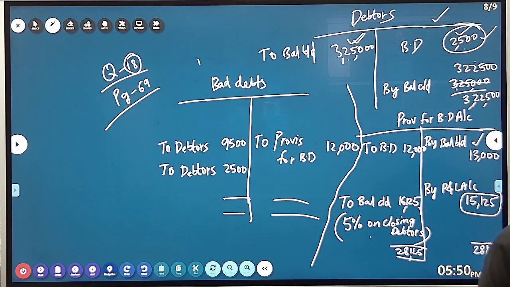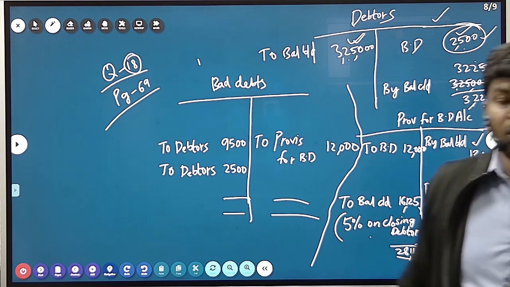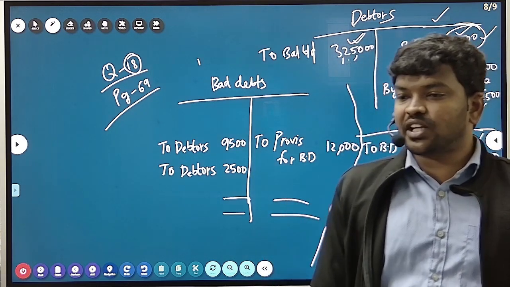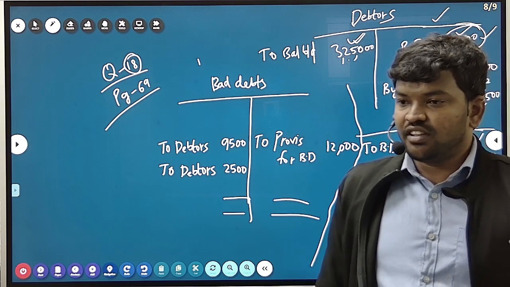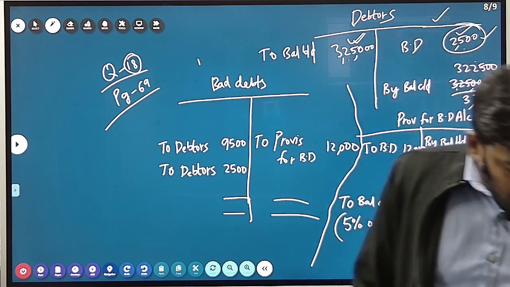You are required to pass necessary adjustment entries for bad debts and its provision on 31st March 2022. They're asking to pass the adjustment entries. When are adjustment entries passed? 31st March 2022, which is nothing but the last working day of the financial year. Generally, adjustment entries are passed in the last month. Okay. So, what are the adjustment entries?